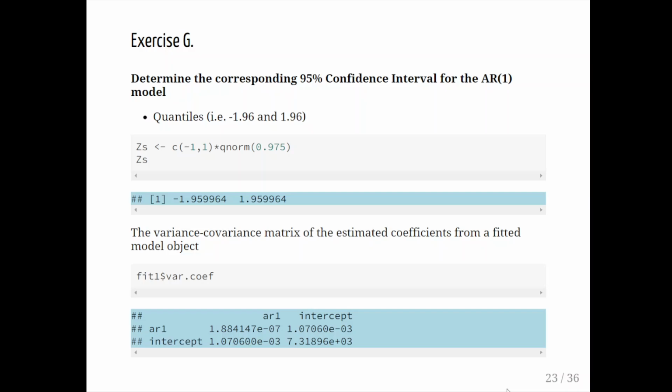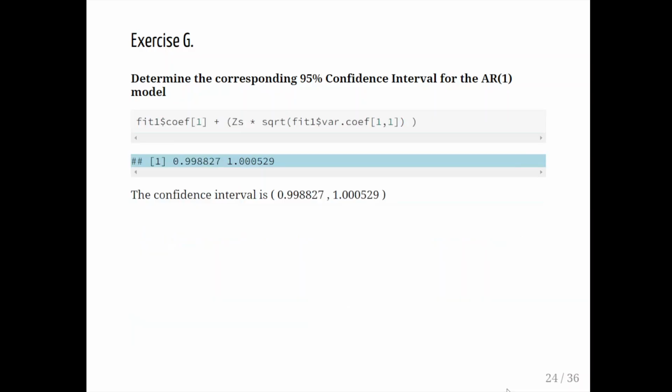The variance covariance matrix of the estimated coefficients from the fitted model. So we have fit1$var.coef. So these are the variance coefficients, and we're just going to extract them from fit1. That's the fitted model, and we have these terms there. Particularly what we're interested in is the first row, first column, which is the top left, essentially 1.8841. That's the variance estimate. We're going to use the standard deviation when we calculate the confidence interval, so we're going to use the square root of that expression there. So that's it.